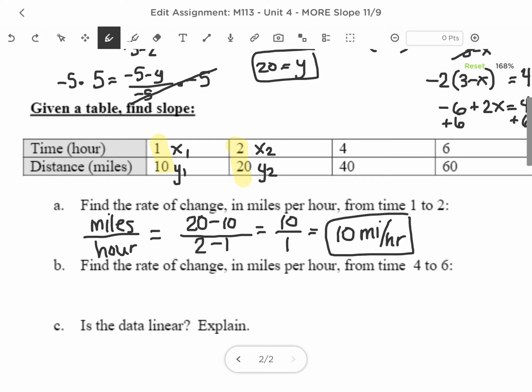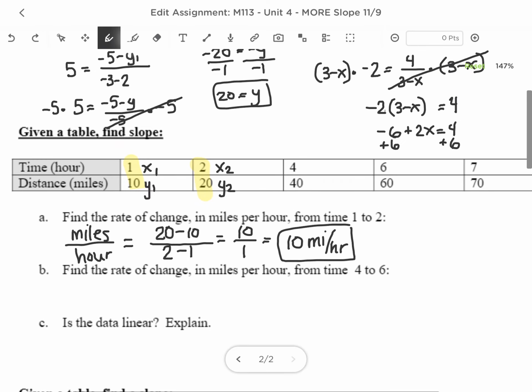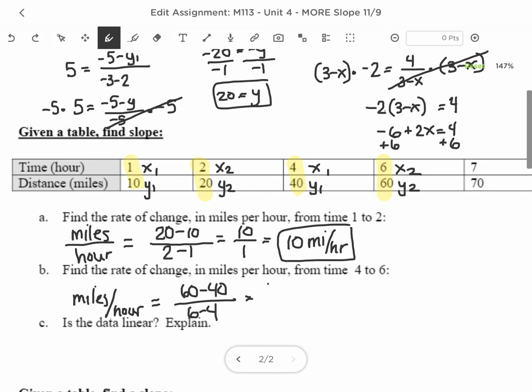Find the rate of change in miles per hour from time 4 to 6. Okay, so 4 to 6. So it's going to be the same concept, y1, y2, x1, x2. So we want miles per hour. So my change in miles is 60 minus 40 over 6 minus 4. 20 over 2. 20 divided by 2 is 10. 10 miles per hour.